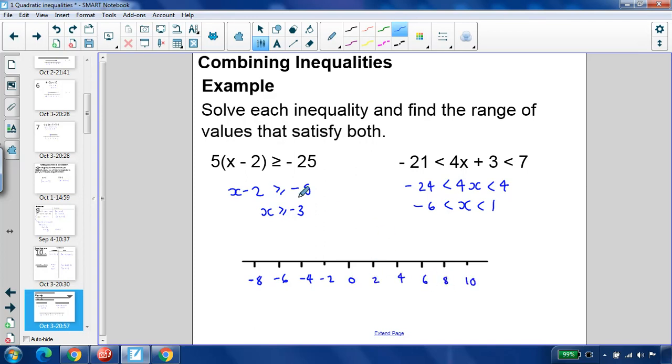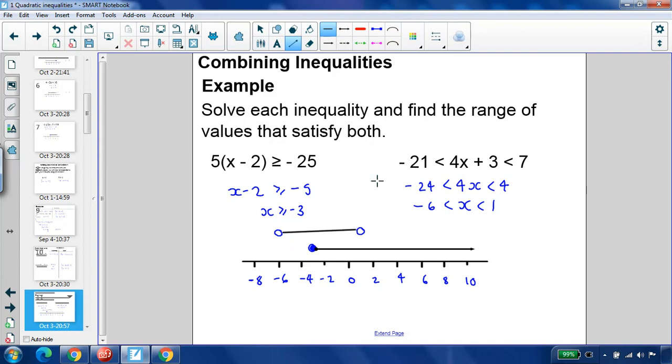I'm going to draw both. So for this one, x is greater than or equal to minus 3. Minus 3 is going to be here. I'm going to have a closed dot and then a line with an arrow to show that x can be greater than minus 3 or equal to it. And then for this one, x is between minus 6 and 1, but they are not included. Sorry, minus 6 and 1, and they are not included. So I'm going to have open dots and a line between the two.